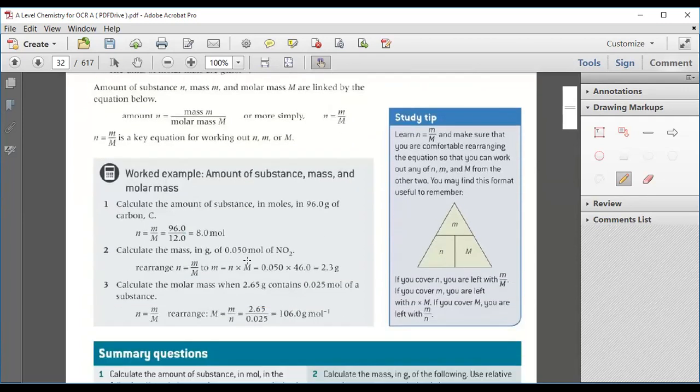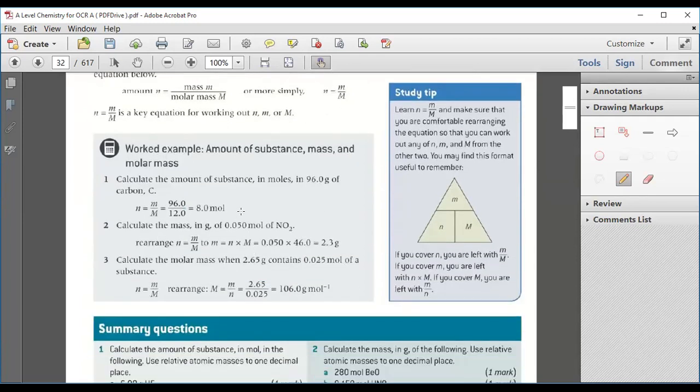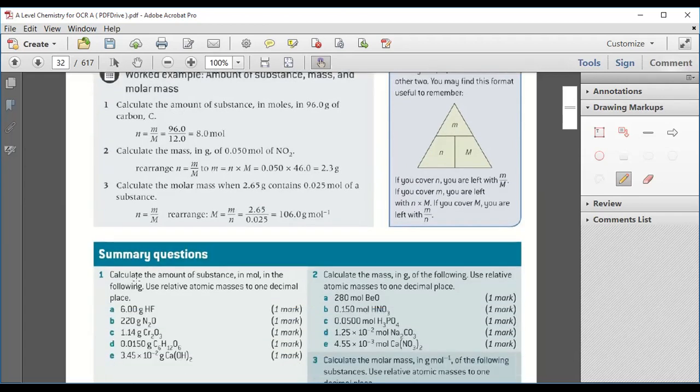Okay. Now see the question. Calculate the amount of substance in moles in 96 gram of carbon. Now moles equal given mass upon gram atomic mass. 96 is the given mass. Gram atomic mass of carbon is 12. 96 by 12 is equal to 8 will be your answer. Clear? Okay.